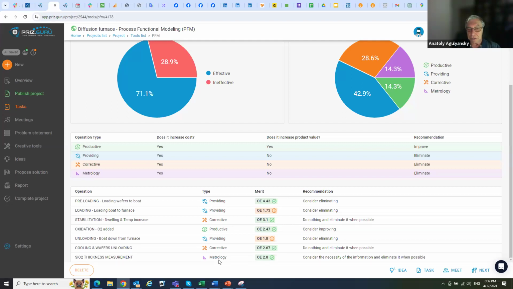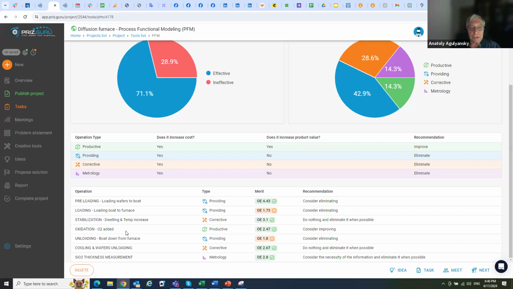Regarding metrology, it's good to measure something. The question is, we should always ask the question, do we need this information? How will we use this information? Will it increase the value of the product based on this information or not? If not, don't do it. Don't measure, don't spend time.